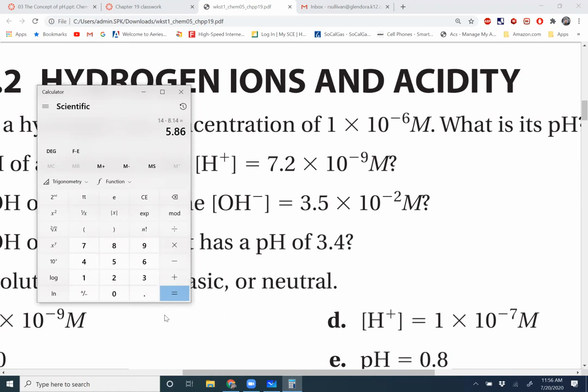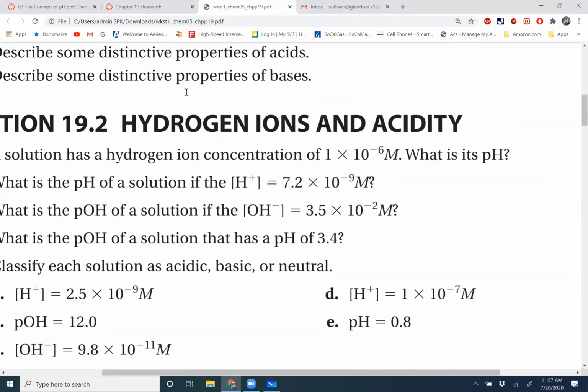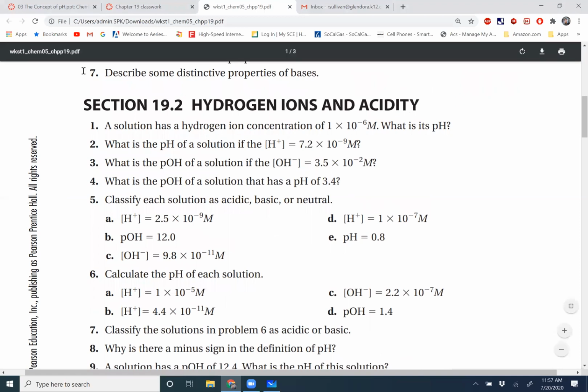So that's all they really want you to be able to do. And again, if you're having trouble with your calculator, let me know, and I'll try and show you how to use your calculator for that. But most of the questions I ask you on the test are questions like, classify acid, base, or neutral. So we have a 10 to the negative 9th. That's going to be a base, because remember, 10 to the 0 up to 10 to the negative 7 is our acid range. So this is going to be base.